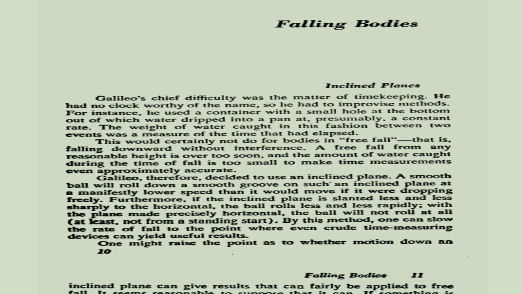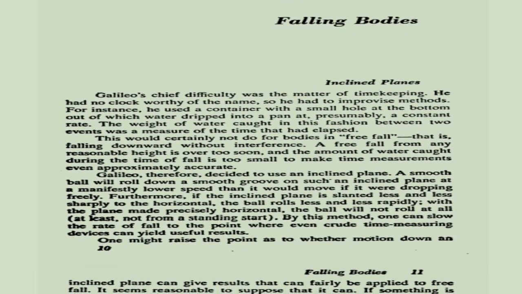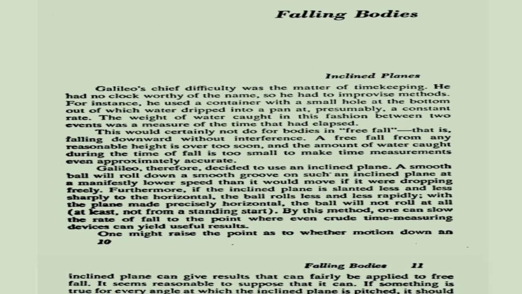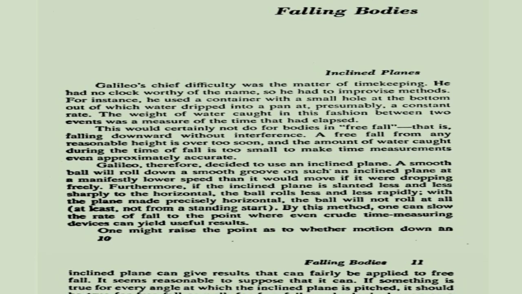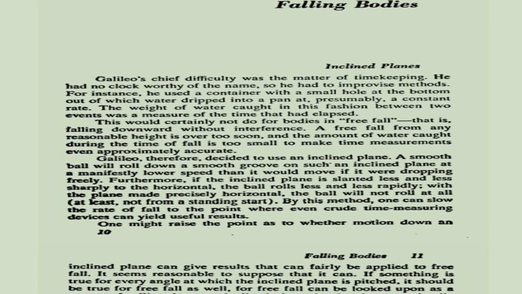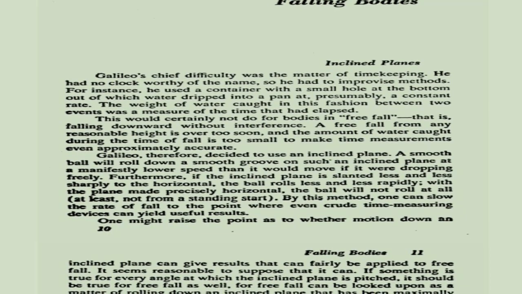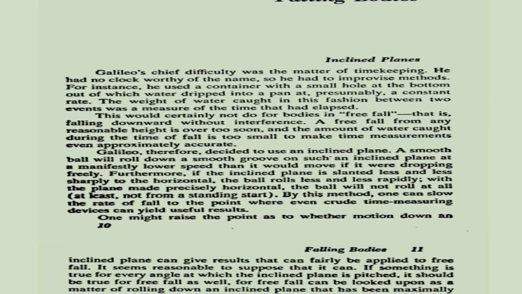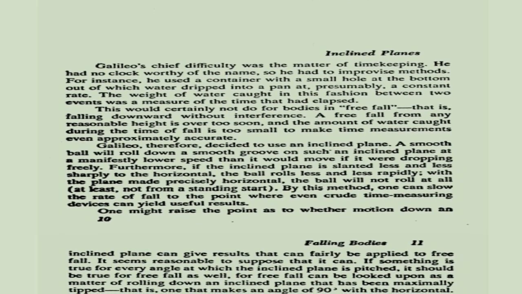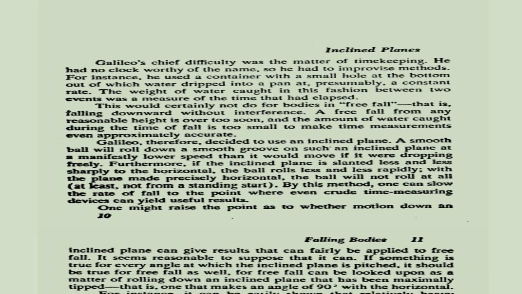This would certainly not do for bodies in free fall, that is, falling downward without interference. A free fall from any reasonable height is over too soon, and the amount of water caught during the time of fall is too small to make time measurements even approximately accurate. Galileo therefore decided to use an inclined plane.